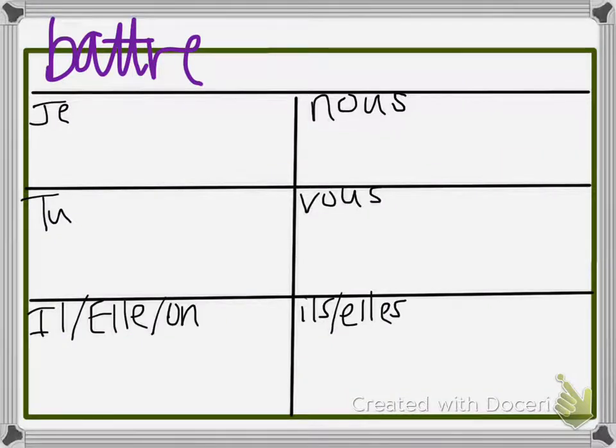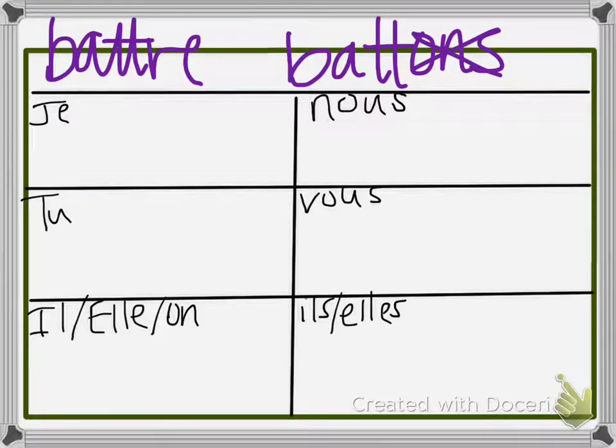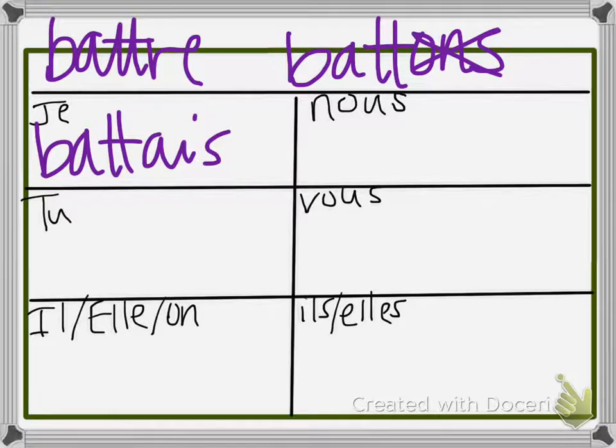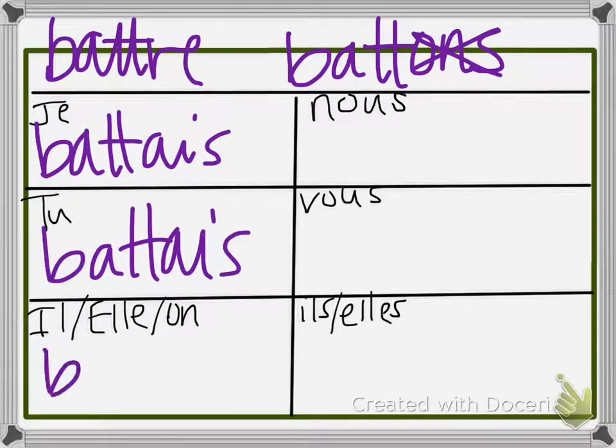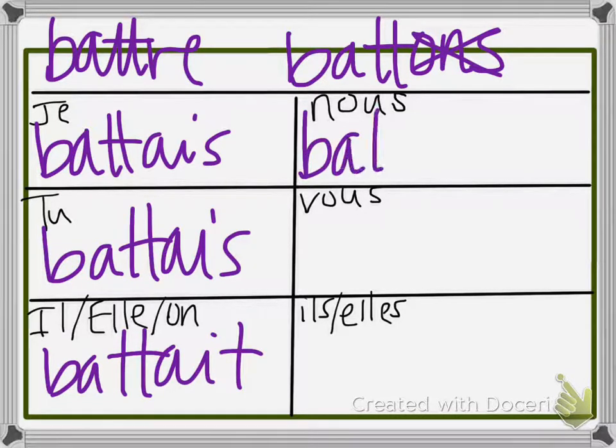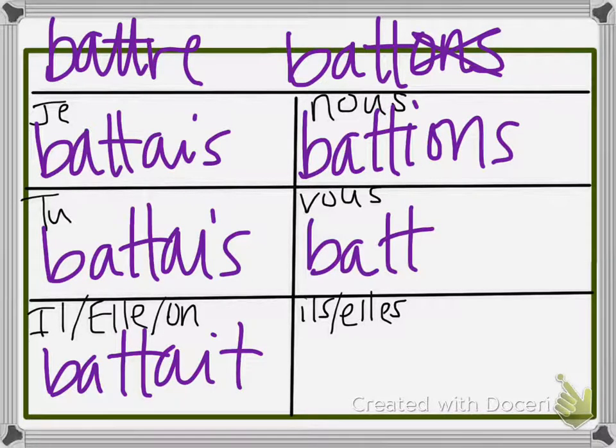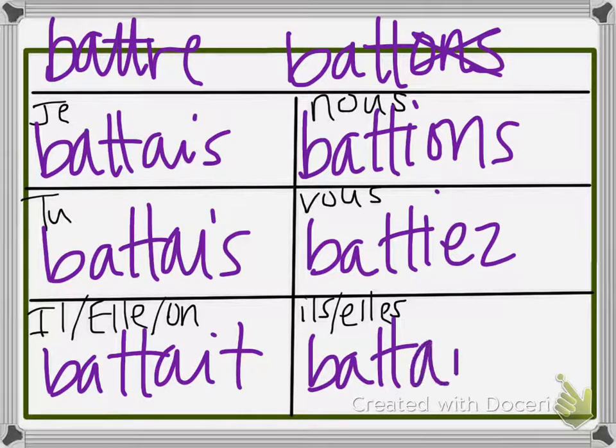Now for regular RE verbs, remember we take the nous form, so of battre, for example, it is battons. Take off the ONS, and we are left with the stem, so je battais. Again, you try and fill this one out before I do, and then check your work. Tu battais, il, elle battait, nous battions, vous battiez, ils et elles battaient.